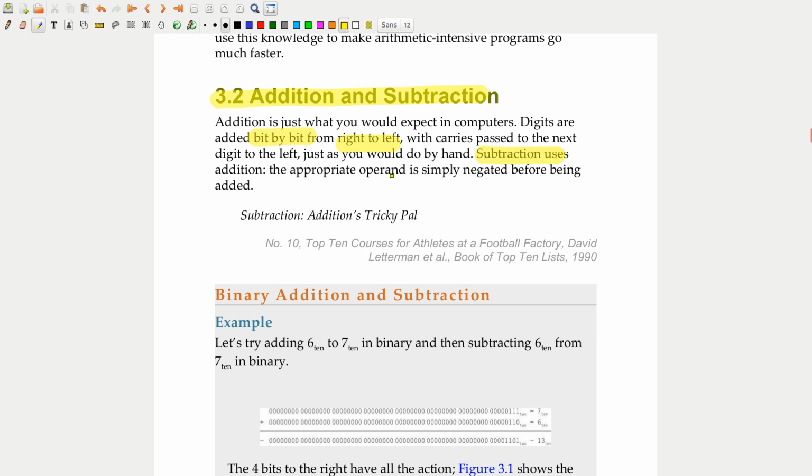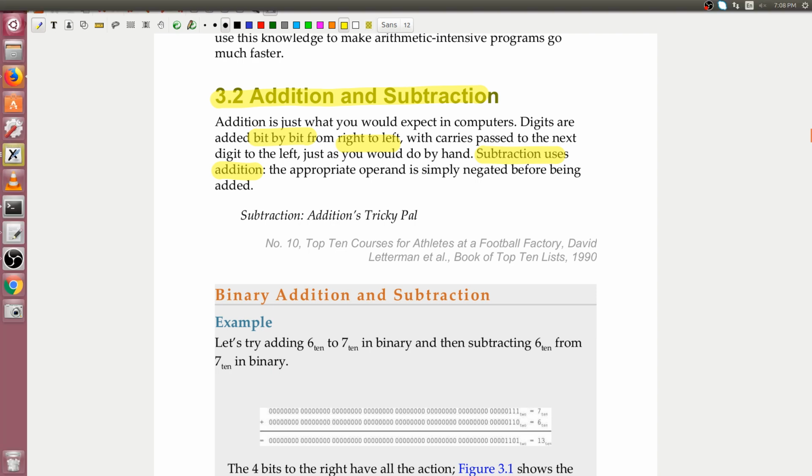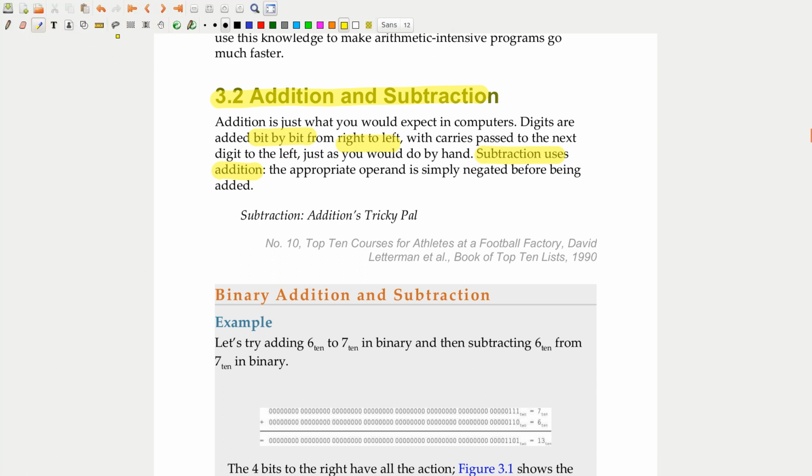If we add a negative number, that's exactly how a computer does something like subtraction. We just see it in the machine as an addition operation. We just need a number system that is able to support that. And that number system we're going to call 2's complement.